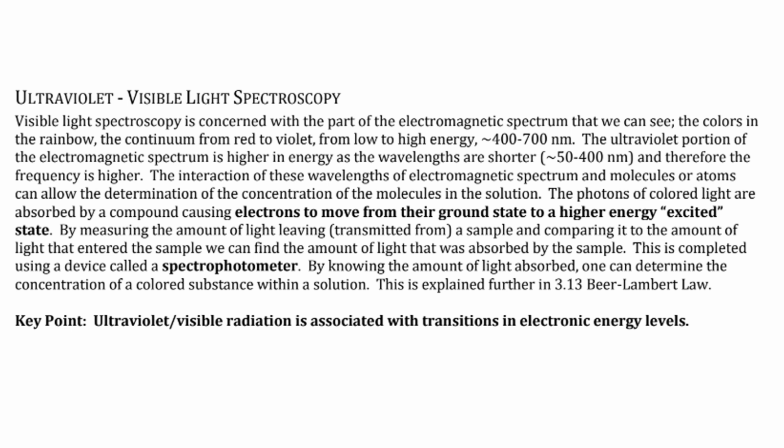The photons of colored light are absorbed by a compound, causing electrons to move from their ground state to a higher excited state. By measuring the amount of light leaving a sample and comparing it to the amount of light that entered the sample, we can find the amount of light that was absorbed by the sample. This is done using a device called a spectrophotometer. By knowing the amount of light absorbed, one can determine the concentration of a colored substance in a solution. This will be explained in 3.13, Beer-Lambert law.